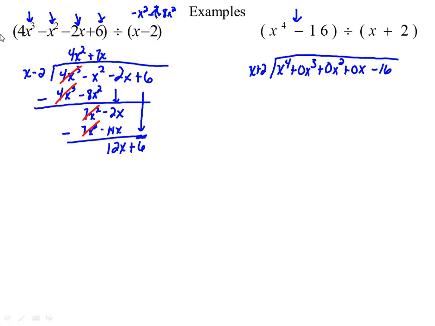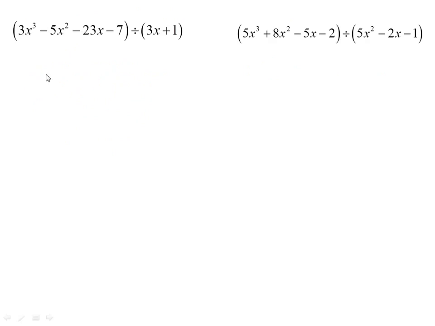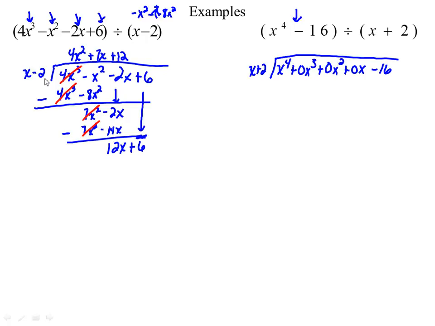And I've got to go one more time because I don't have anything else to bring down, right? One more time. What do you get when you divide 12x by x? Plus 12. So there's your division. Next step, multiply. 12 times this whole entire group. Distributive property, 12 times x minus 2. 12 times x is 12x, and 12 times negative 2 is negative 24. Subtract.